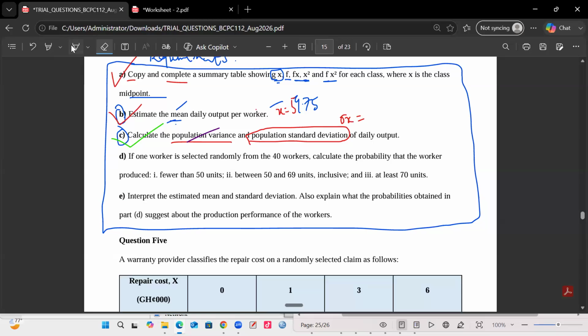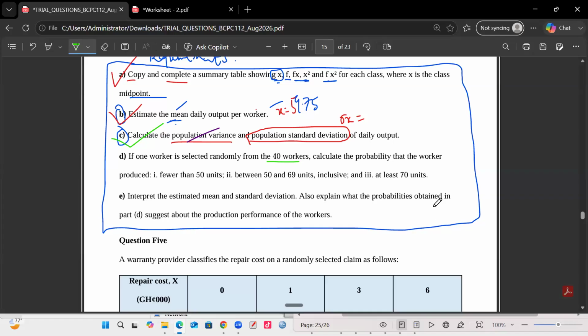Now, D. Someone should read D for us. All right then. If one worker is selected randomly from the 40 workers, calculate the probability that the worker: i, produces fewer than 50 units; ii, between 50 and 69 units, inclusive; and iii, at least 70 units.